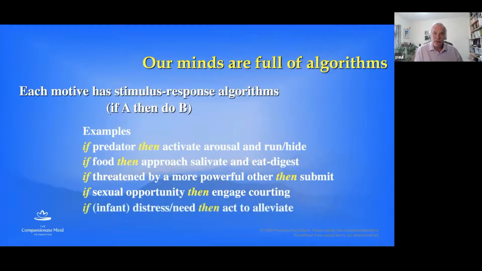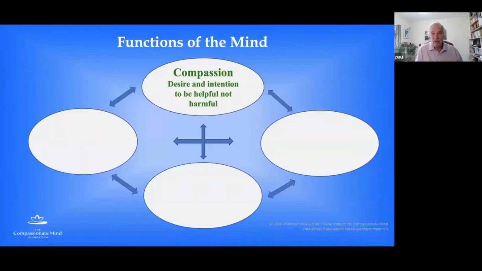And the one that we've been focusing on a lot is our compassion algorithm, about how a signal of distress can stimulate action within us, a desire to do something about it. We also talked a lot about the four functions of the mind. For the compassion motive, it's the desire to be helpful, the sensitivity to suffering in self and others with a commitment to do something about it, and the desire to be helpful, not harmful.